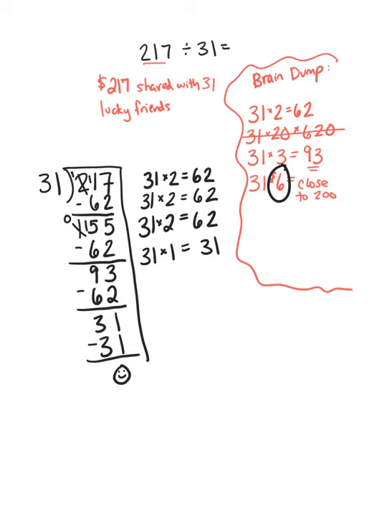Now, in order to answer that question, I need to look at these numbers because these numbers represent giving each of my friends $2 and then another $2 and then another $2 and then one more dollar for a total of $7 for each friend. Okay, so that was pretty close to my estimate because my estimate was 6. 217 divided by 31 is 7. And the way I figured that out was by repeatedly subtracting my partial quotients.